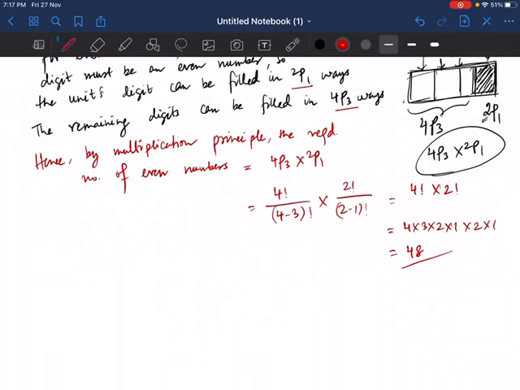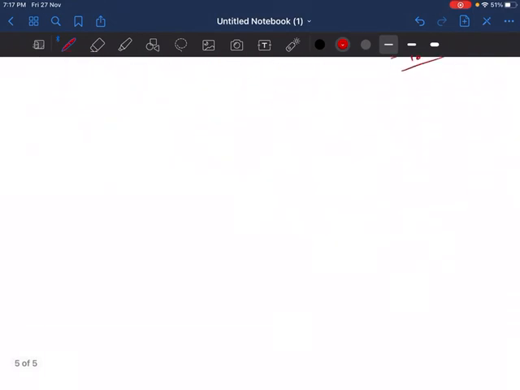Now let's do question number 5. From a committee of 8 persons, in how many ways can we choose a chairman and a vice chairman, assuming one person cannot hold more than one position?